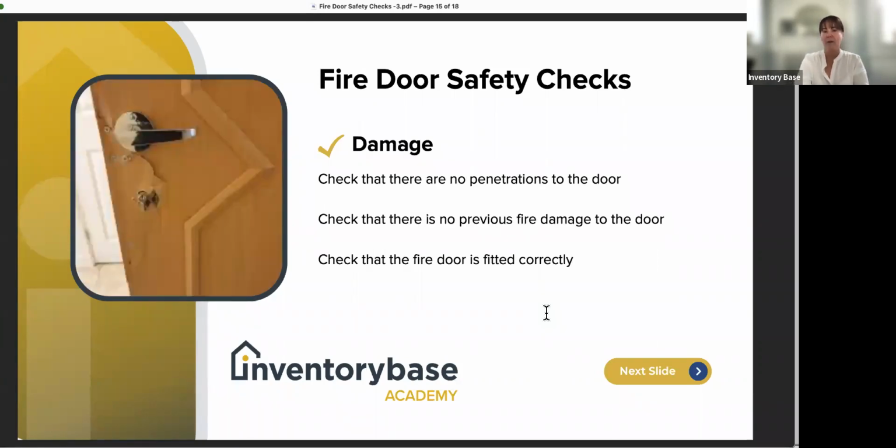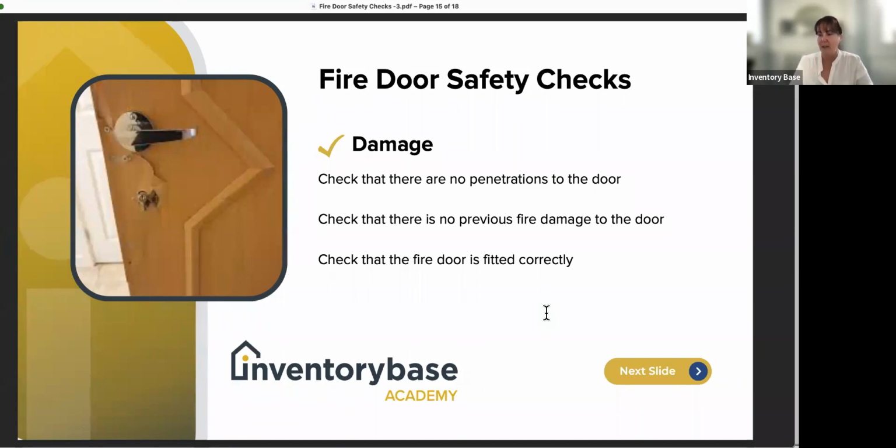Damage. So you're looking to ensure that there are no penetrations to the door. Often I see when visiting rental properties that doors have been modified, or they've had things like hooks added to them. Obviously that's a penetration, so that could mean that the door is not really going to be able to do its job properly. It will allow smoke through, it won't be as effective. So you need to see, are there any holes? Is there any damage?